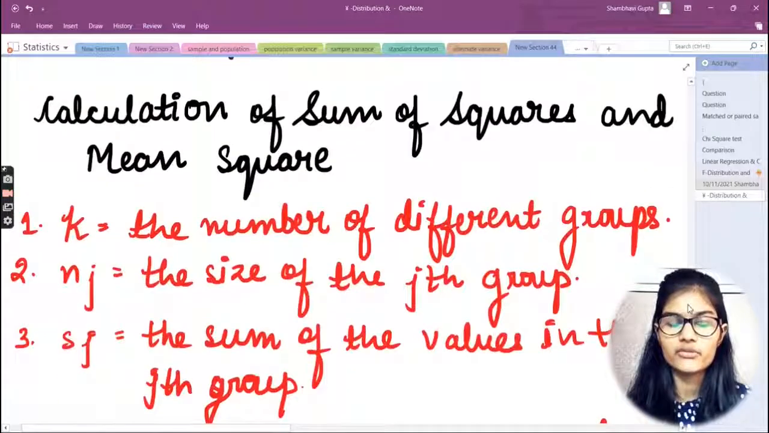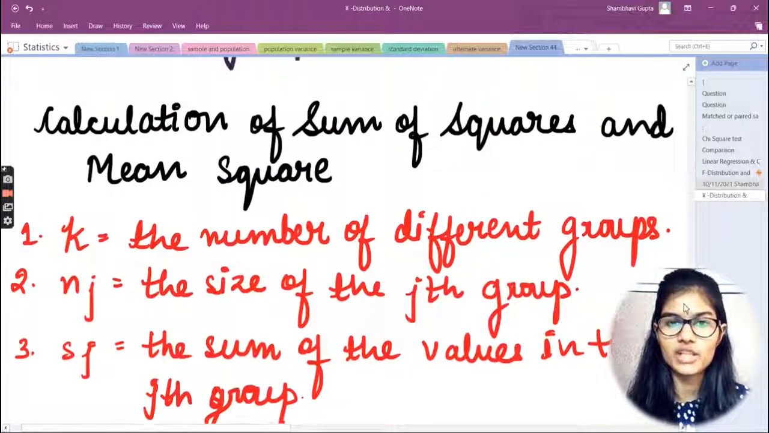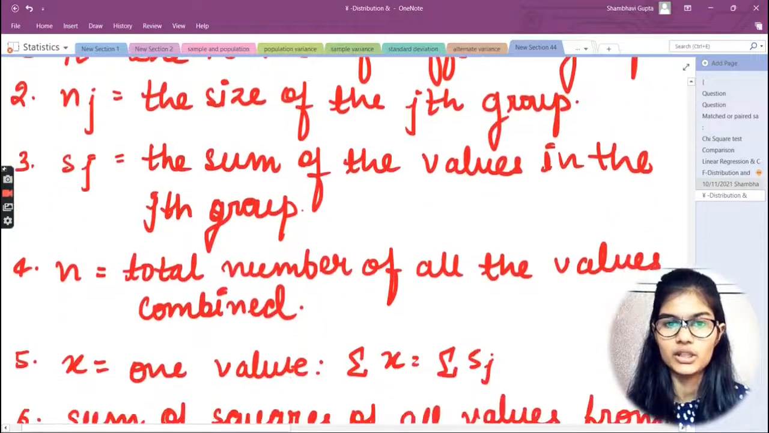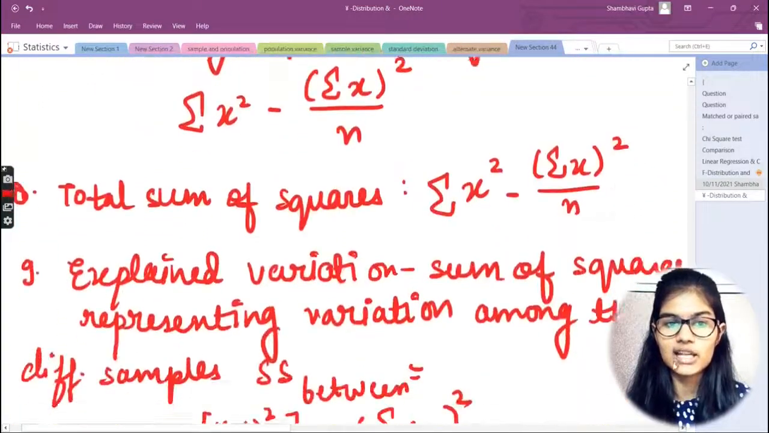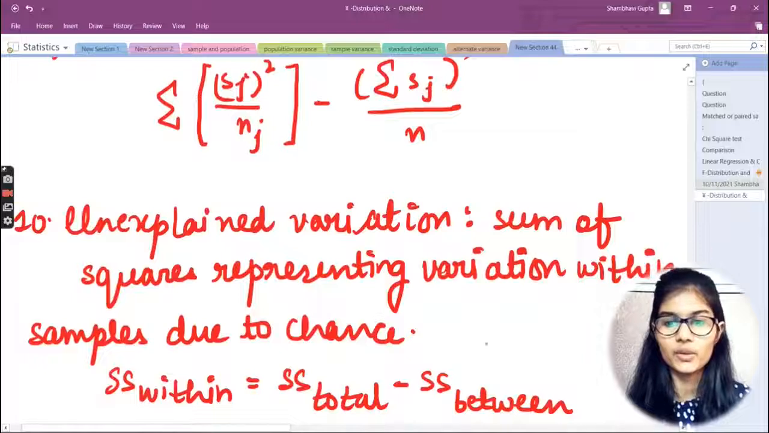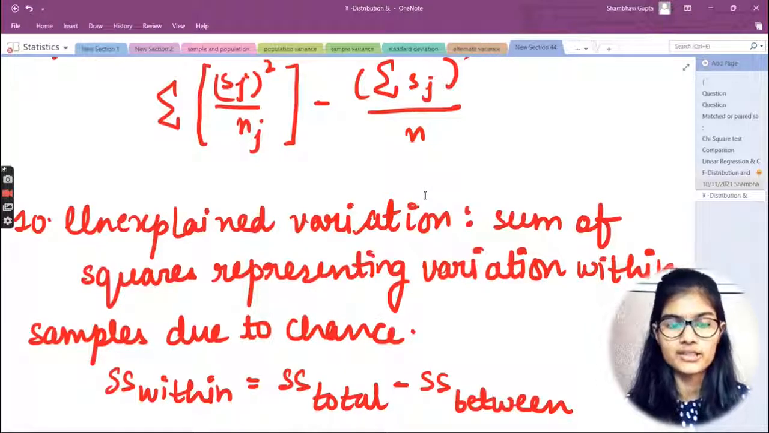So we had seen the different ways for the calculation of sum of squares and the mean square. These were the different ways that we have seen right here. Hope you got the idea very clearly regarding how we will be able to do all of these things.